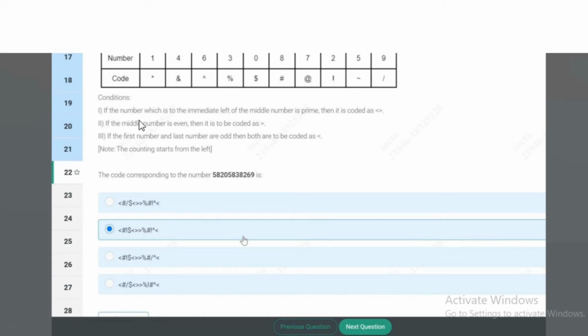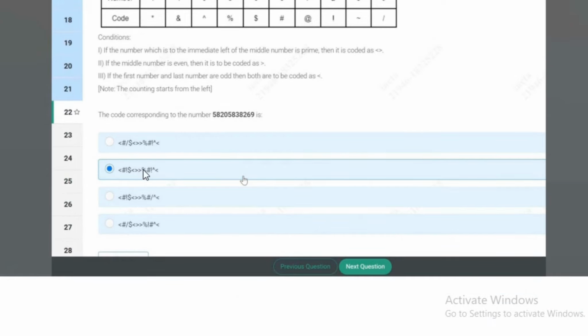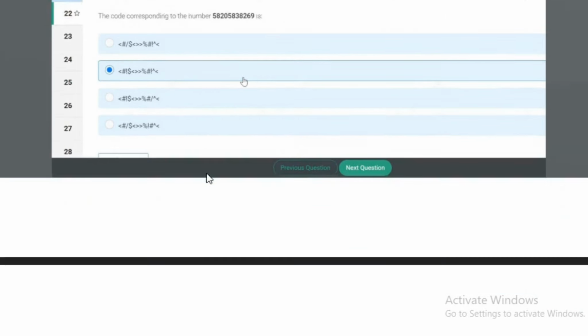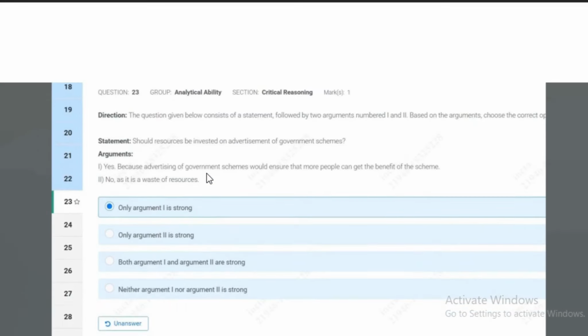And the next question gives the conditions, and it also gives the code corresponding to the numbers. We have to find out the code for those numbers. By following these conditions, you have to answer this question, and the answer is option B.